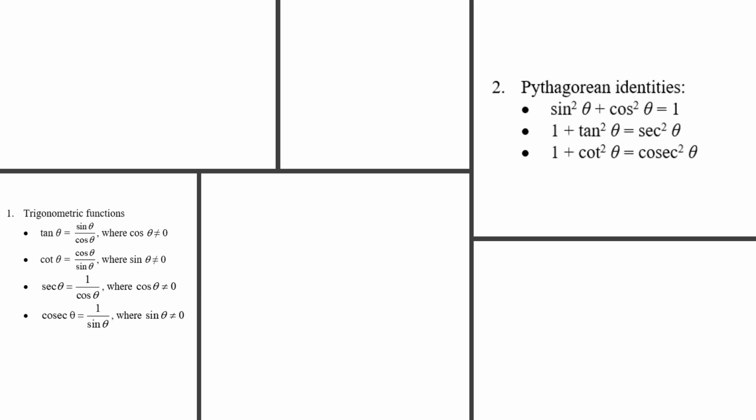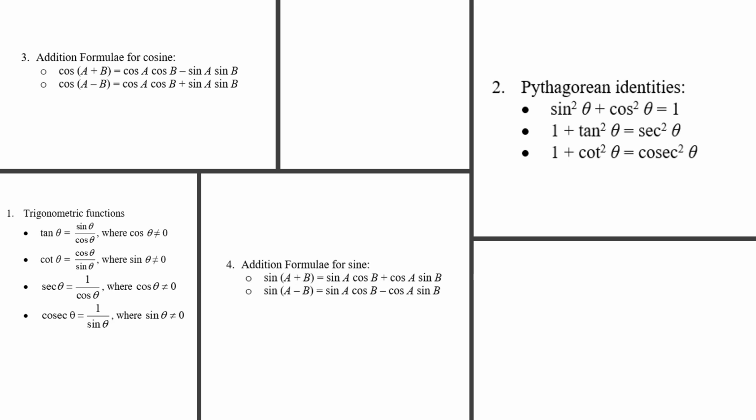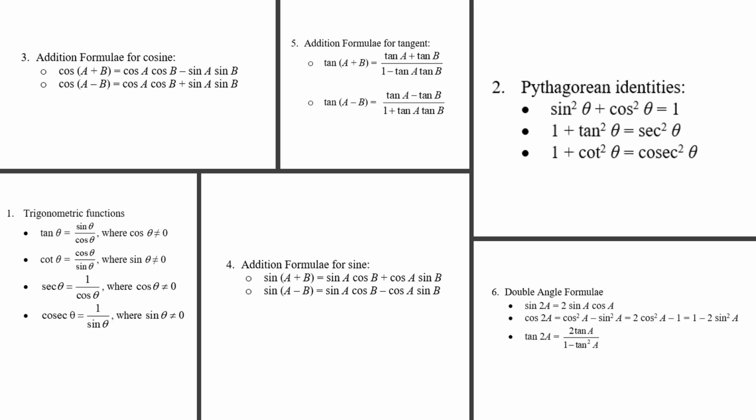And we also have learned the Pythagorean identities, right? Such that sine squared theta plus cos squared theta equals 1. 1 plus tangent squared theta equals secant squared theta. 1 plus cotangent squared theta equals cosecant squared theta. After that, we moved on to the addition formulae for cosine, followed by the addition formulae for sine, and then for tangent, after which we learned the double angle formulae. Right, so these are the concepts we've learned so far.